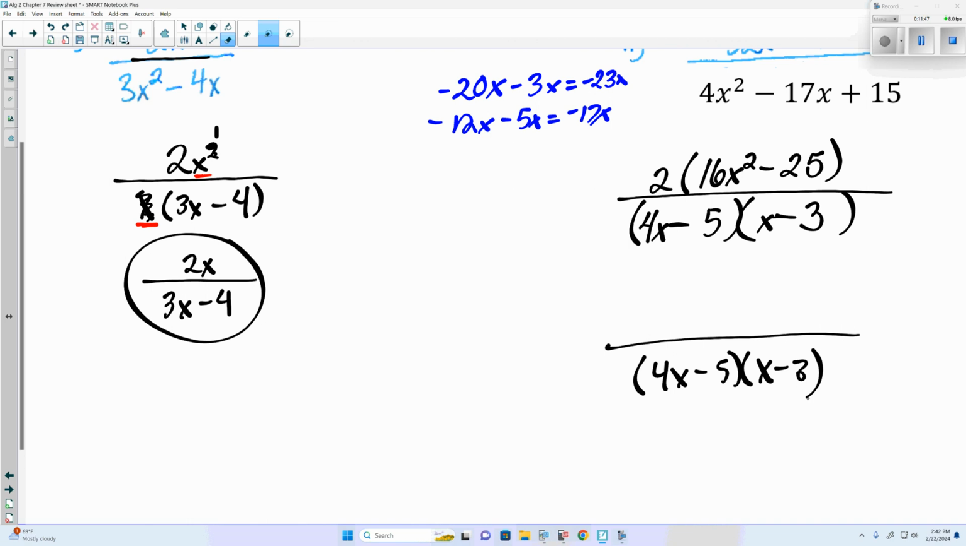Now, the denominator for the next part will still be the same, our 4x minus 5 and x minus 3, because that's already factored, so we don't need to do anything else to it. But we still need to factor the 16x squared minus 25. And it is difference of perfect squares.